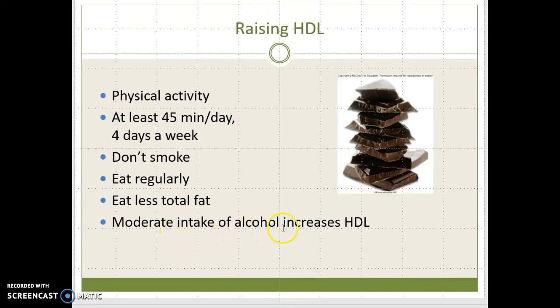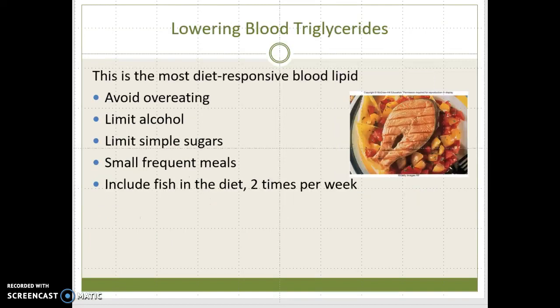Alcohol in moderate intake, they think, will increase HDL. Other research lately has said that no alcohol is best, so it's still out what's the best thing for that. And then to lower triglycerides, just avoid overeating in general. We're talking about limiting alcohol, so there's some balance there, and simple sugars as well, including fish and small frequent meals. So those are the points for this chapter for review, and I think that our time is up.